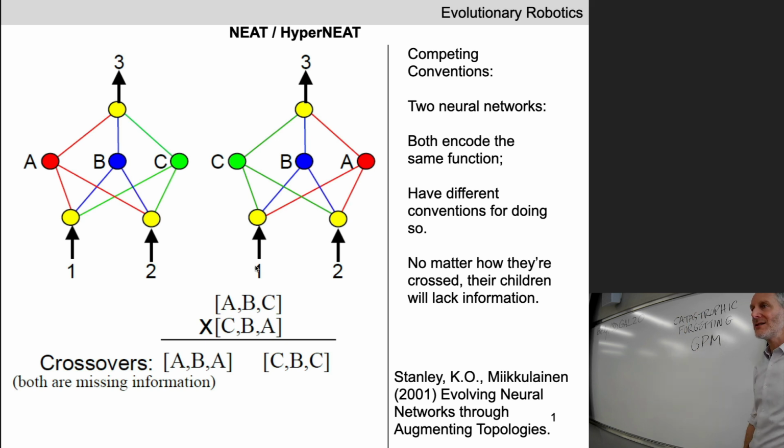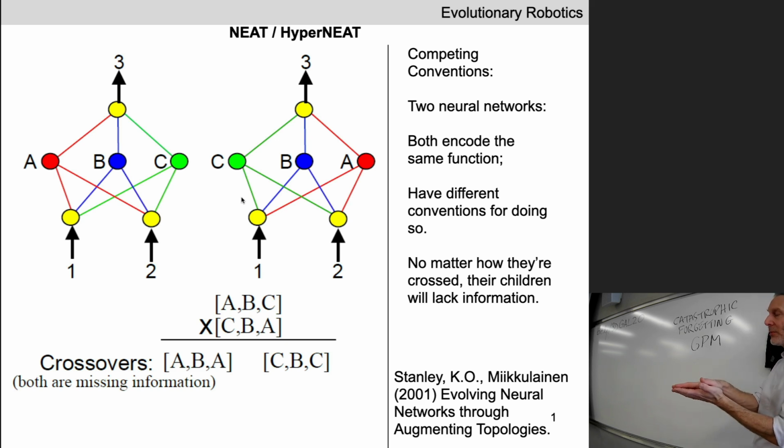And if we're cutting at random, the probability goes down and down towards 0 that there's going to be any pair of cuts that brings together everything an offspring needs from both parents. That's the competing conventions problem.